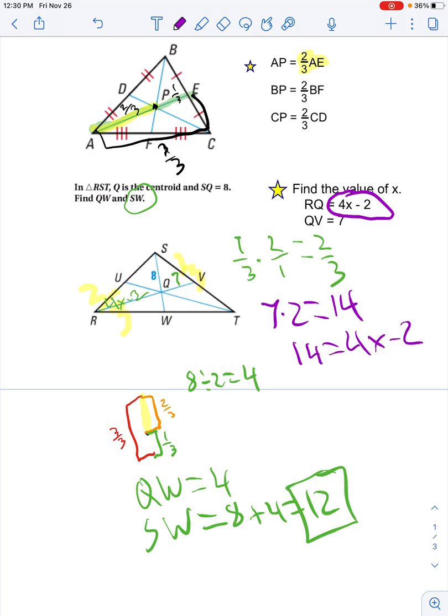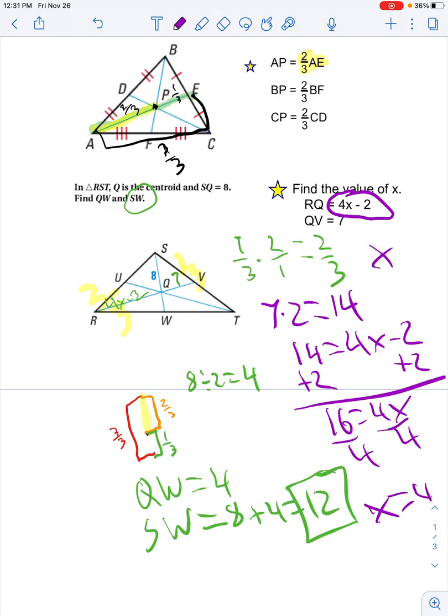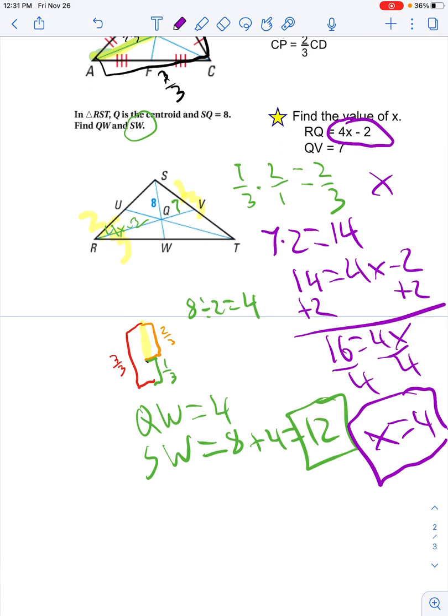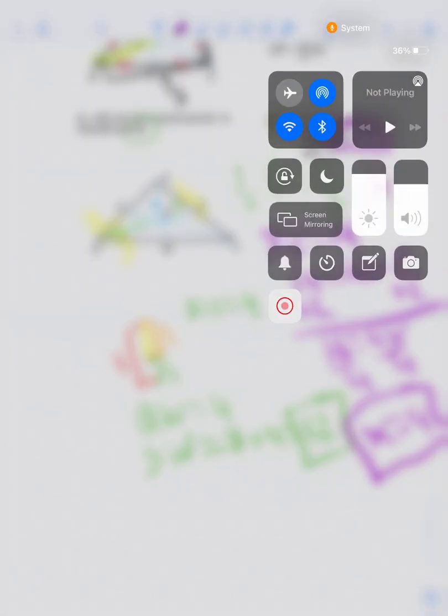So I'm going to say 14 equals 4x minus 2. Add 2: 16 equals 4x. Divide by 4. Therefore, x equals 4. So we were able to solve both of those questions by taking what we know, applying the median and centroid properties, and then figuring out what we don't know.